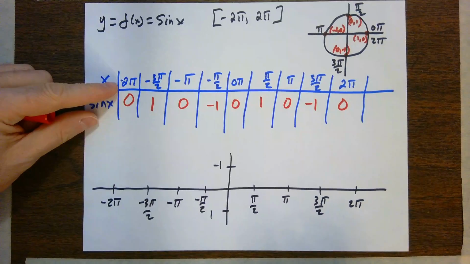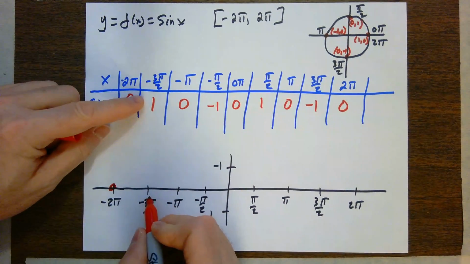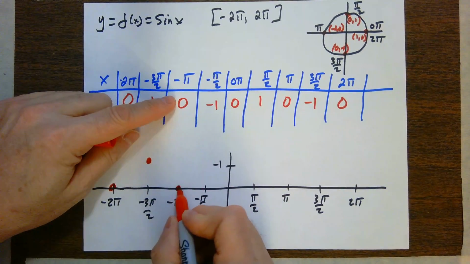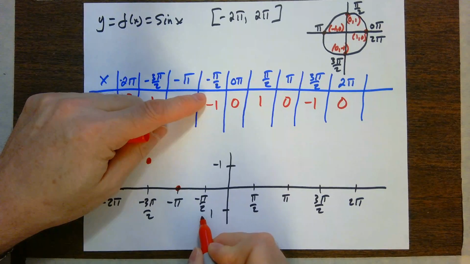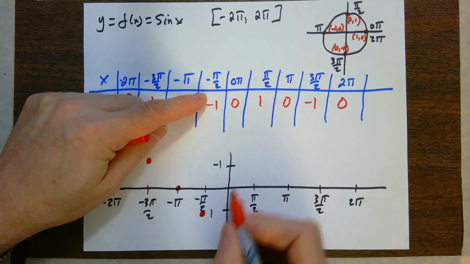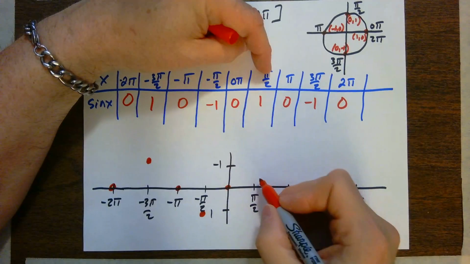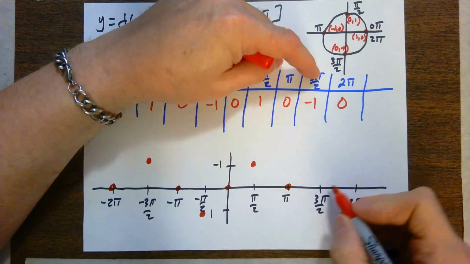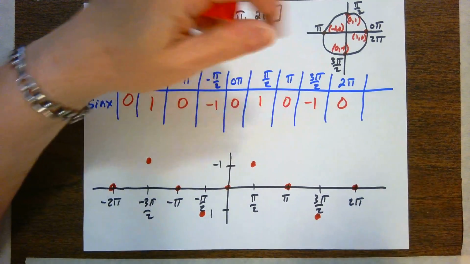So at negative 2 pi, it's 0. At negative 3 pi over 2, it's 1. At negative pi, it's 0. At negative pi over 2, it's negative 1. At 0 pi, it's 0. At pi over 2, it's 1. At pi, it's 0. At 3 pi over 2, it's negative 1. And at 2 pi, it's 0.